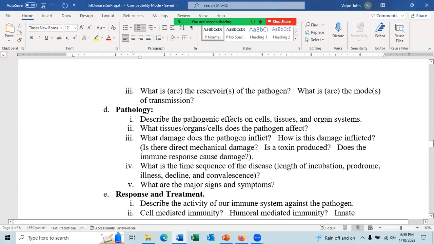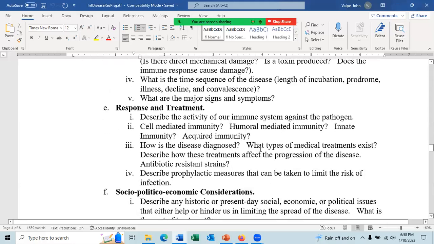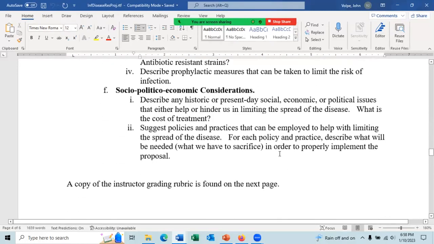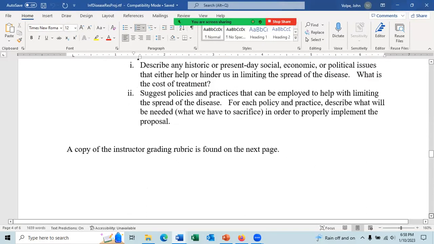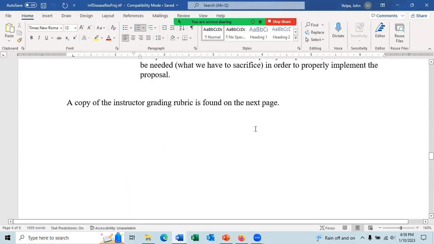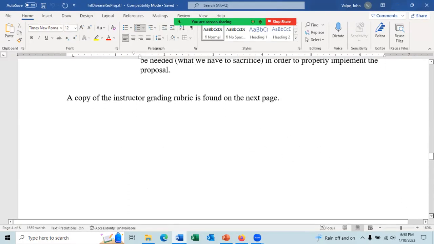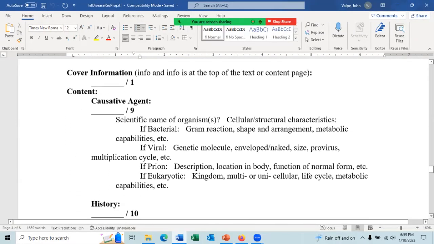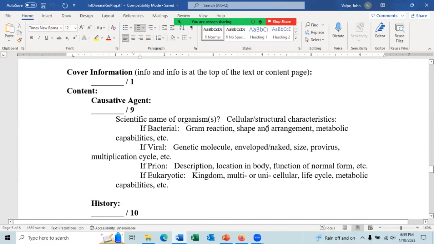And then a section on response and treatment. I'll let you read about what you have to have on that section. And then a section on the social, political, economic considerations. And I'll let you read about that. I've got a grading rubric on the Canvas webpage. You can take a look at how the paper will be graded. I've actually got it here too.